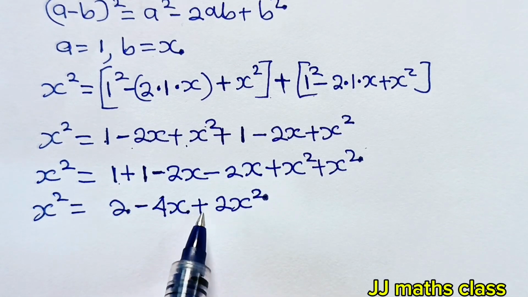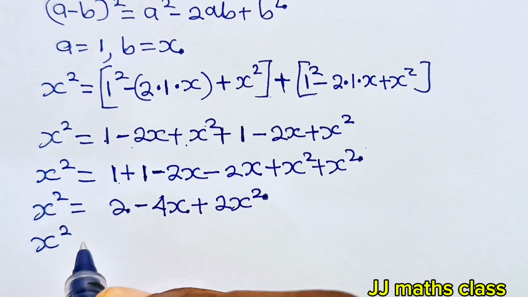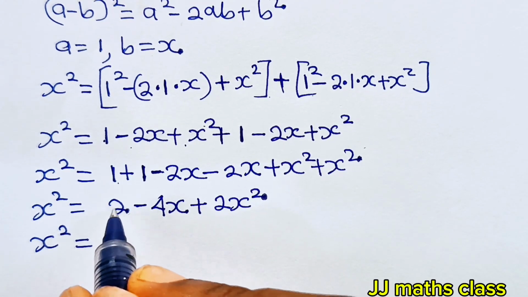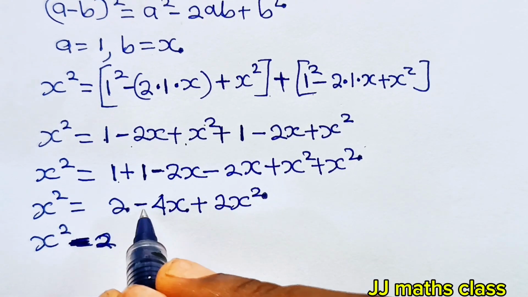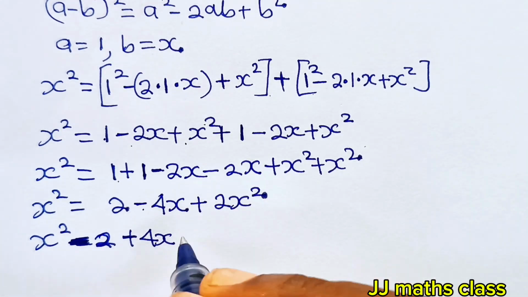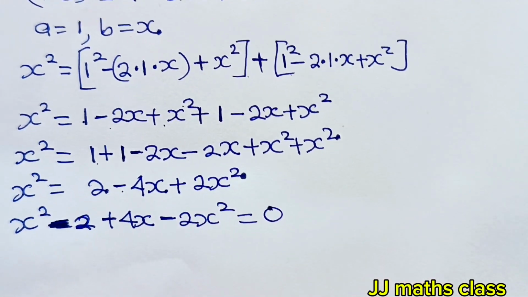Okay, now let's take everything to this side. If we do that, we have x squared is equal to, x squared, then plus 2 will cross to become minus 2. Then minus 4x will cross to become plus 4x, and plus 2x squared will cross to become minus 2x squared is equal to 0.